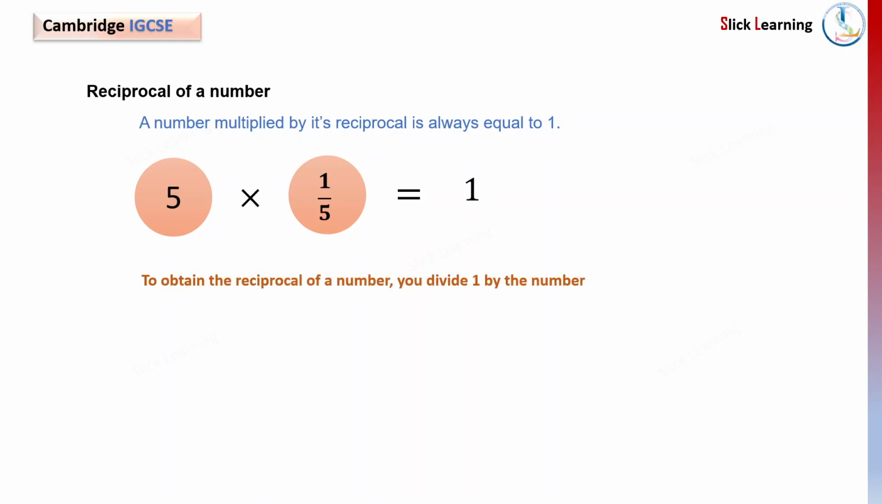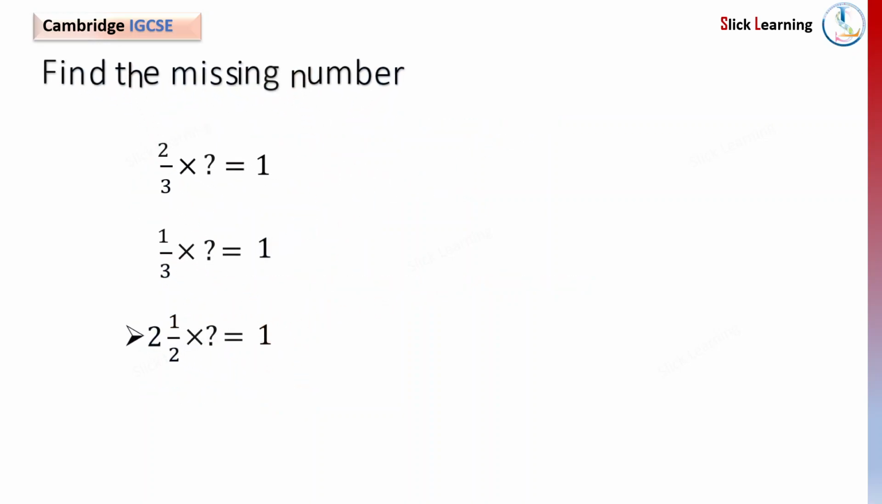So simply to obtain the reciprocal of any number, you divide 1 by the given number. So the reciprocal of 5 is 1 over 5. When we ask for the reciprocal of 2 over 3, that will be 3 over 2. Let's see a few examples based on the reciprocal of a number. Here, what number will be multiplied with 2 over 3 so that you get the result 1. Similarly, 1 over 3 multiplied by what number gives 1.